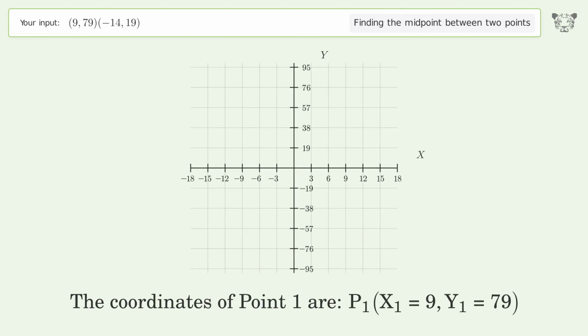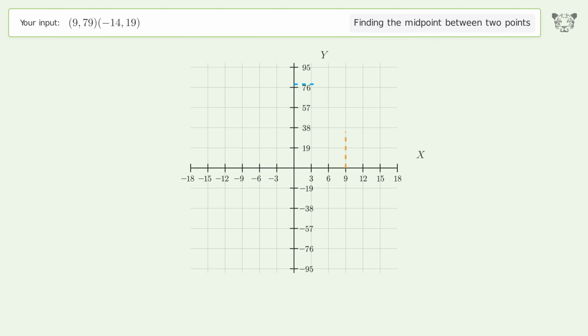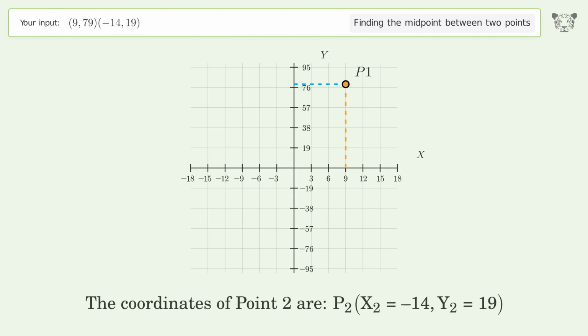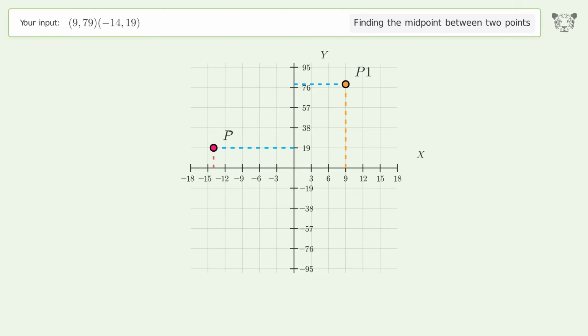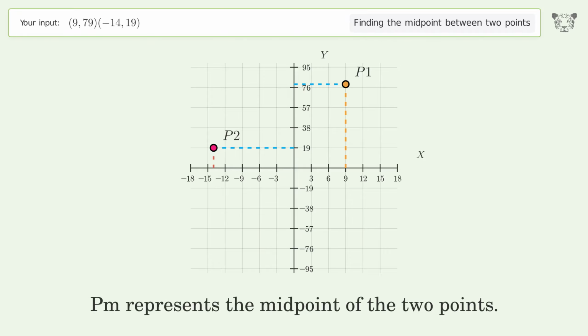The coordinates of point 1 are x1 equals 9, y1 equals 79. The coordinates of point 2 are x2 equals -14, y2 equals 19. PM represents the midpoint of the 2 points.